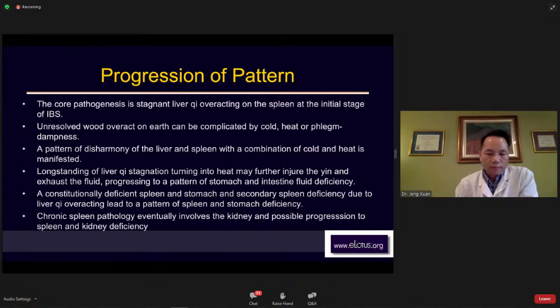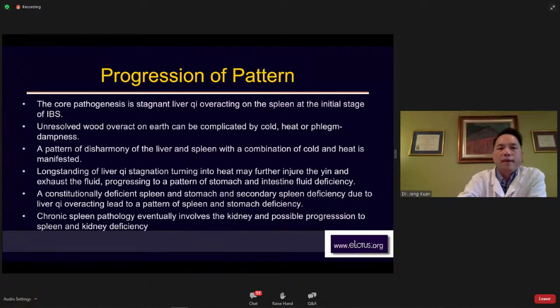Progression of pattern. So it starts with liver qi stagnation and then overacting on the spleen at the initial stage that is causing the IBS, and then unresolved would overact on earth can be complicated by cold, heat, or damp. A pattern of disharmony of the liver and spleen with a combination of cold and heat is manifested. Long-standing liver qi stagnation turning into heat may further injure the yin and exhaust the fluid, progressing into a pattern of stomach and intestine fluid deficiency.